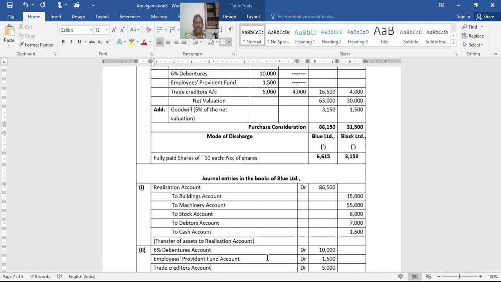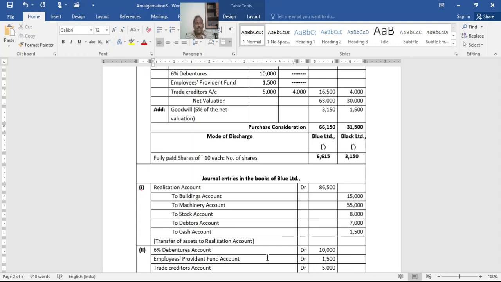As asked in the problem, you are expected to pass journal entries in the books of Blue Limited as well as Black Limited. Both are selling companies. Now you can refer to the specified entries given. First, you have to transfer all assets, whether taken over or not. It is given that building is also taken over, but at a book value, remember. So all these assets should be credited and realization account debited. When all assets are taken over, it is the total of the asset side. So realization account debit, individual assets credit, total to be debited to realization account.